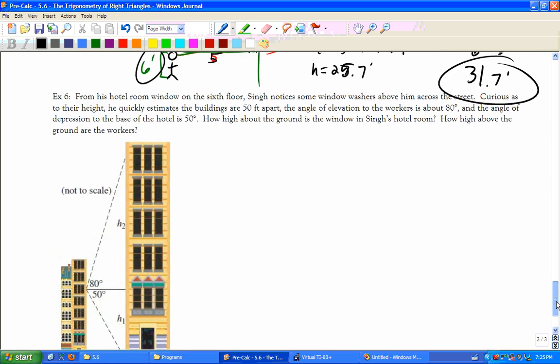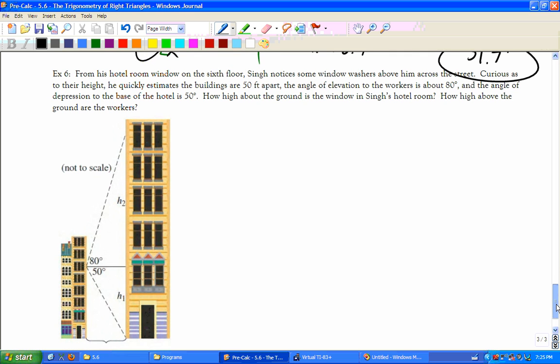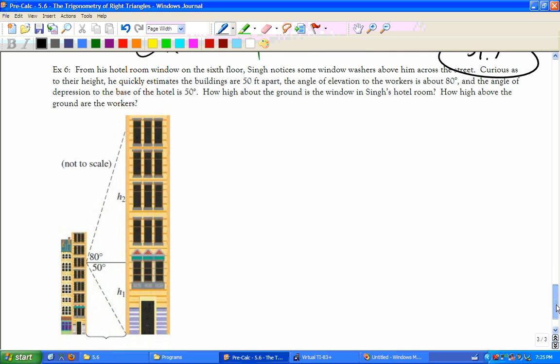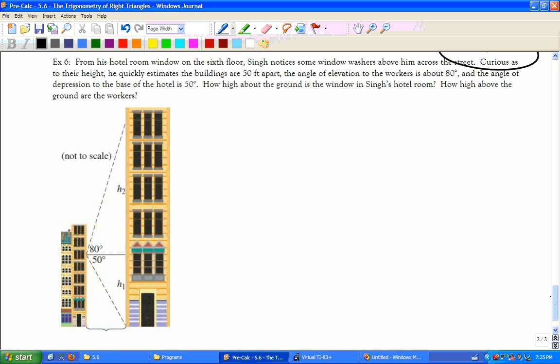A little more complex is taking these to multiple steps. So for example, from his hotel room in the 6th floor window, Singh notices that some window washers are above him across the street. So here's the window washers. Here's our boy. It says, curious as to his height, he quickly estimates the buildings are around 50 feet apart. So we know that's 50. And the angle of elevation of the workers is about 80 degrees, as indicated. The angle of depression is about 50 degrees.